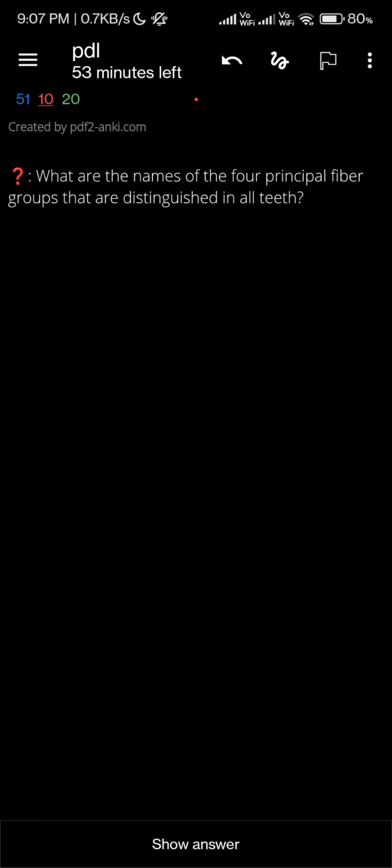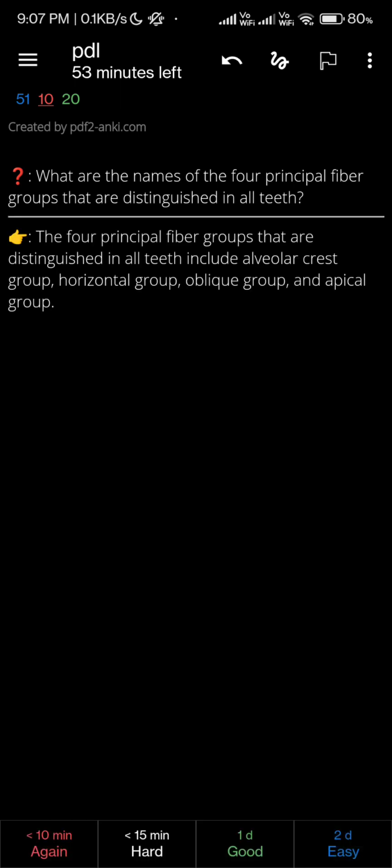And what are the names of the principal fibers? We have five principal fibers: alveolar crest, horizontal, oblique, apical, and also interradicular.